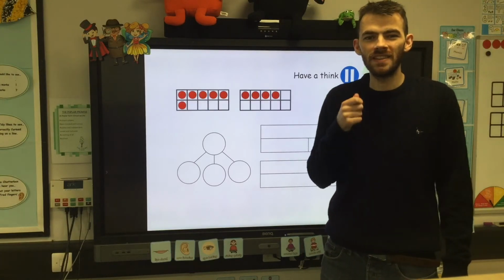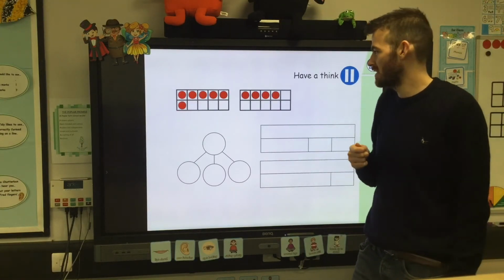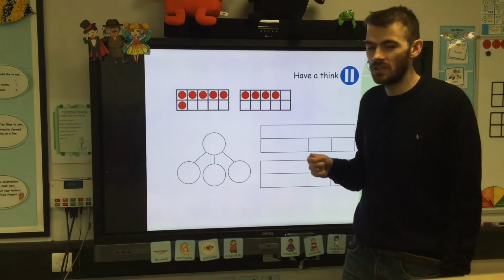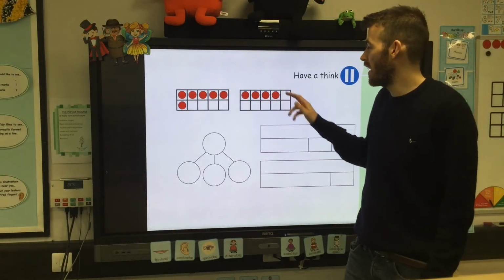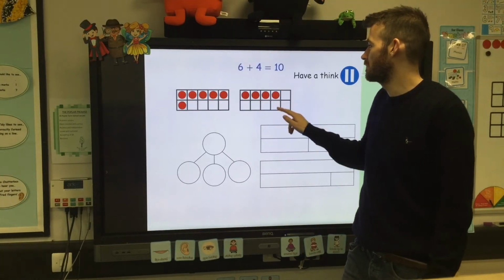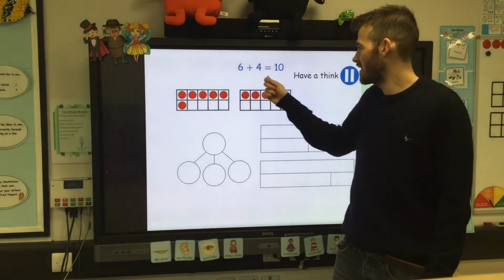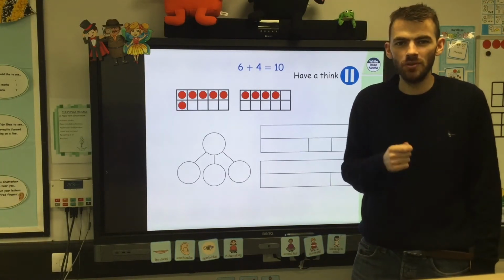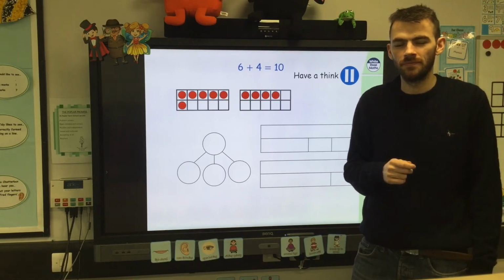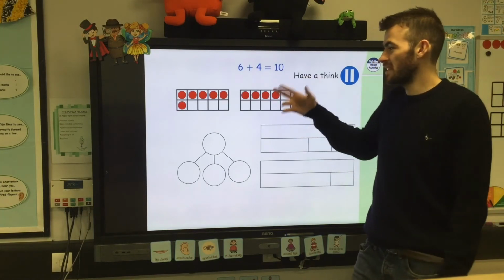I know that 20 is 10 more than 10. So we're going to use that to help us find the number bonds to 20. 6 add 4 equals 10. What do you think I'm going to need to add to this to make 20? Pause the video and have a think. That's right, I'm going to add 10 more.